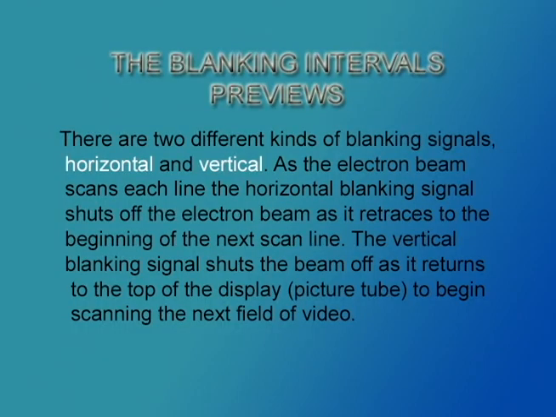The blanking intervals. There are 2 different kinds of blanking signals, horizontal and vertical. As the electron beam scans each line, the horizontal blanking signal shuts off the electron beam as it retraces to the beginning of the next scanned line. The vertical blanking signal shuts the beam off as it returns to the top of the display, the picture tube, to begin scanning the next field of video.